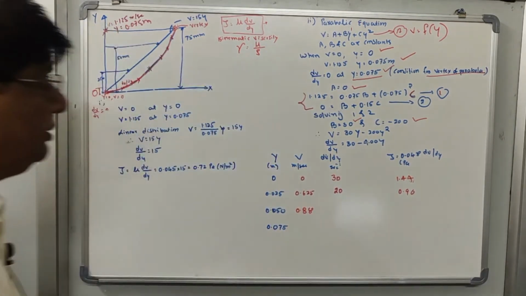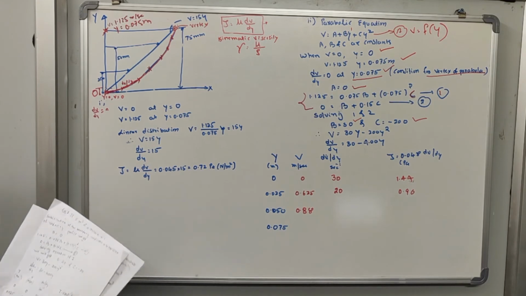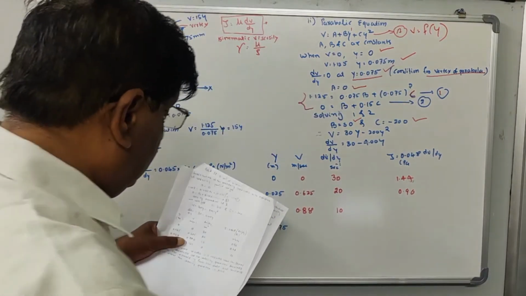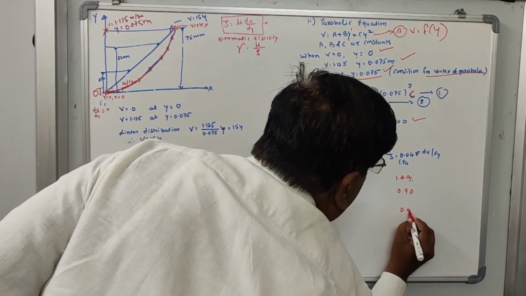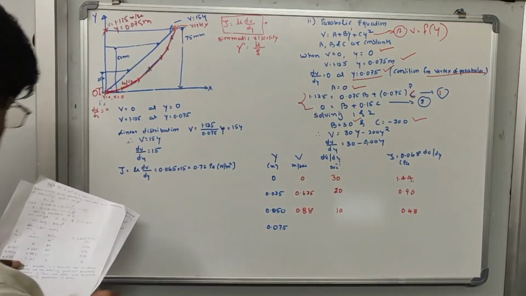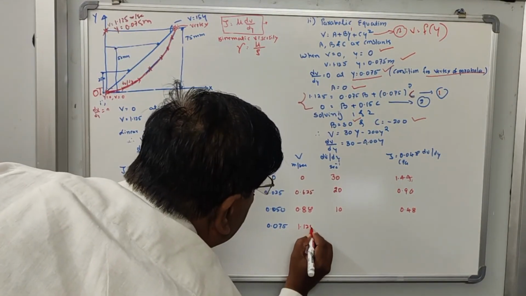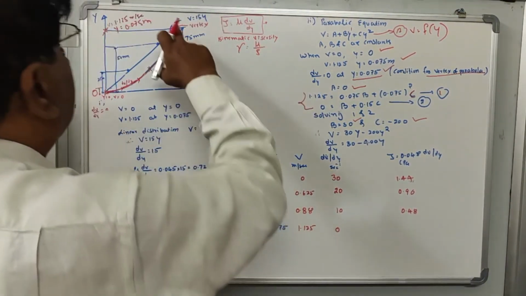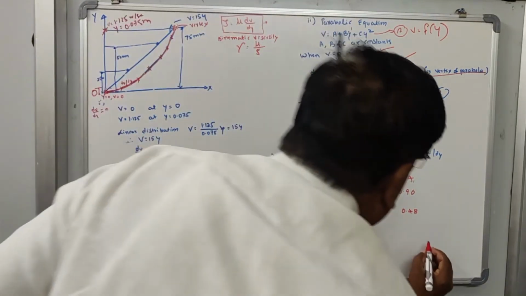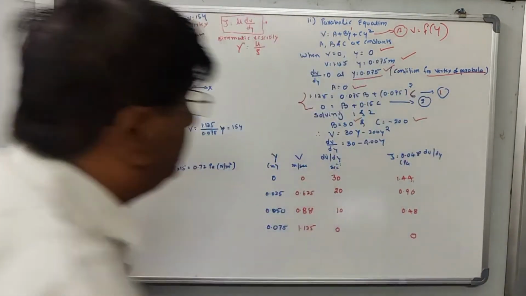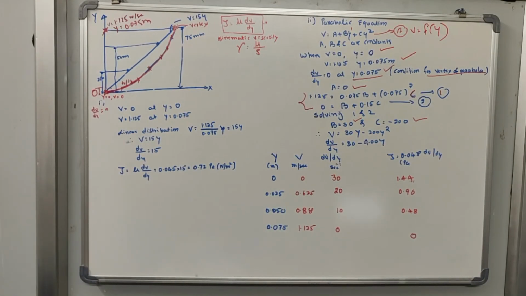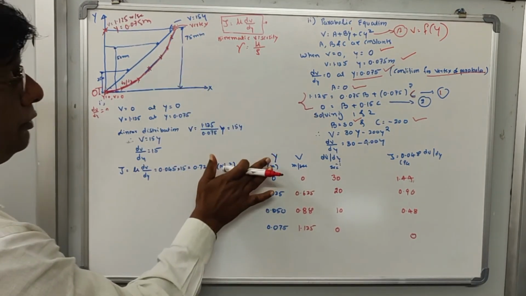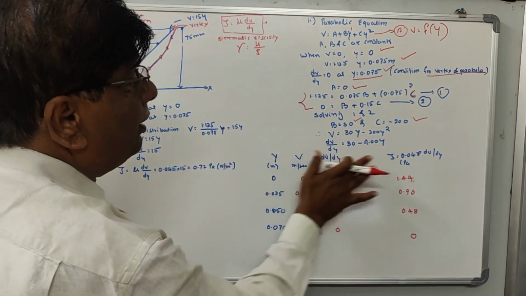Okay, when y is equal to 0.05, the velocity is 0.88, then variation in velocity dv by dy is 10, then this is the 0.48. And at this point it is 1.125 because already it is given, and dv by dy is 0 because it is a vertex point. Then the shear stress is also 0. So from this, these are the values of v, y, dv by dy and tau.